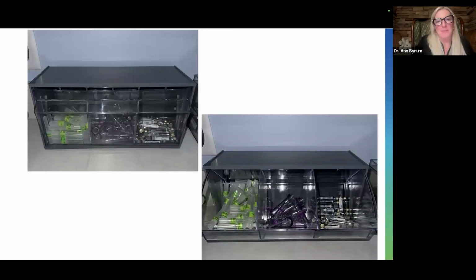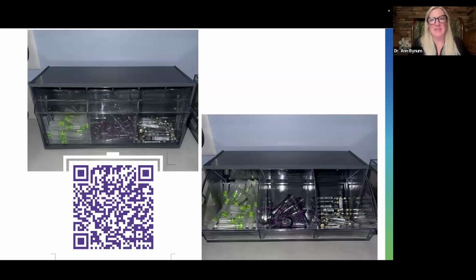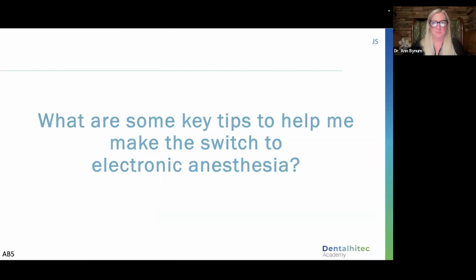Pearl number 4, this is my pearl. These are the containers that we bought off of Amazon to store our needles, the container that holds the carpule of anesthetic and the anesthetic. So these sit right on the counter, because if I bend a needle or break a needle, I don't want to be fishing around in a drawer and our assistant fishing around in a drawer. I want it right there available to me to get another one out. So here's the QR code if you want to find the link to Amazon to order these. They're great. We have them in all the treatment rooms.